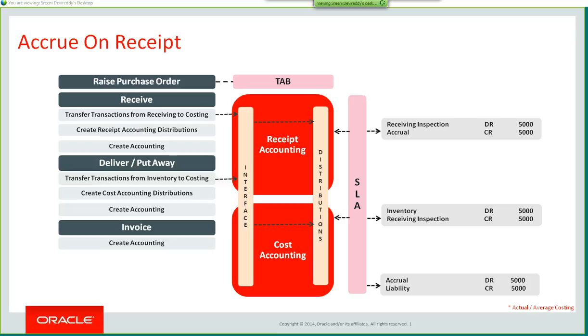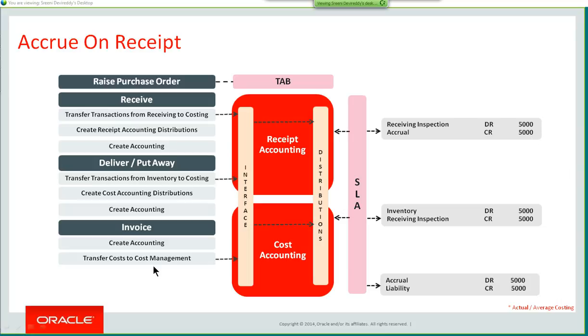We call it accrual reconciliation. So you want to make sure the accrual you are booking at the time of receipt is getting knocked off at the time of invoice, and there is no difference there. To enable you to do the reconciliation, you want to be able to bring this accrual and map it with this and see that there is no difference.